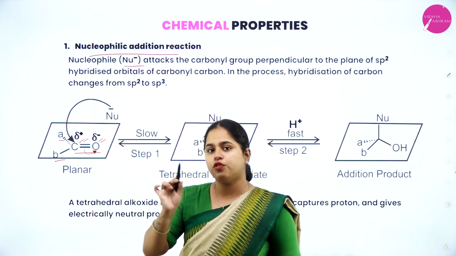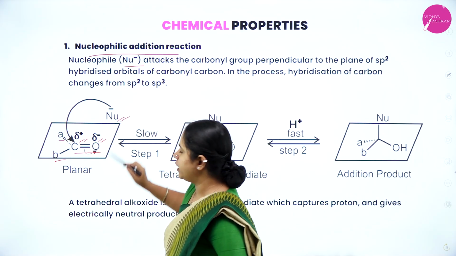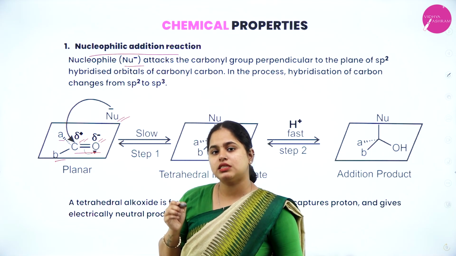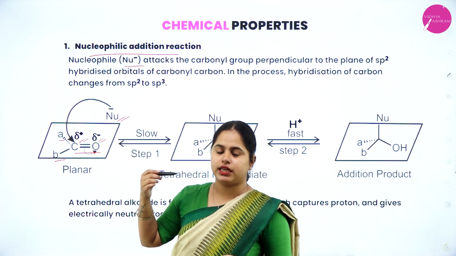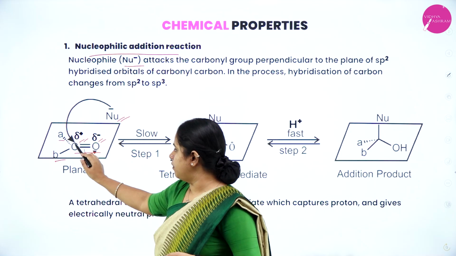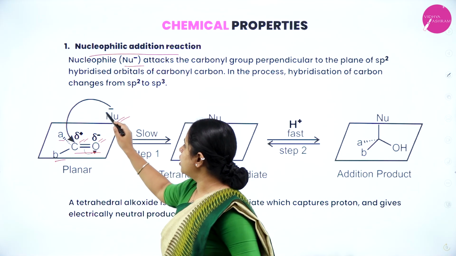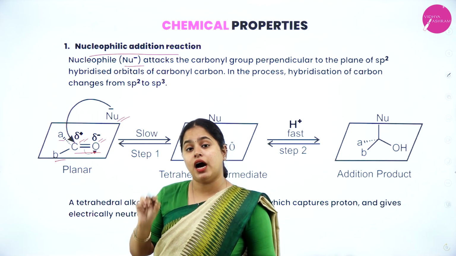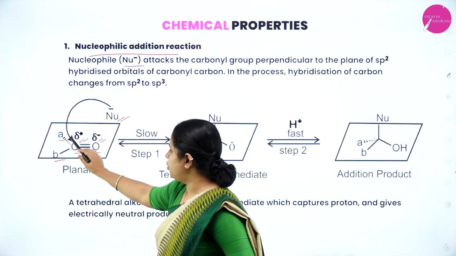So, we are studying nucleophilic addition reaction. So, a nucleophile is going to get attached here. Where will the nucleophile attack? Because it is having a negative charge. Nucleophile is a negatively charged species. So, carbon is having a partial positive charge here, so the nucleophile is going to attach to the carbon. So, nucleophile will attack the carbonyl carbon, right? So, it is going to attack here.